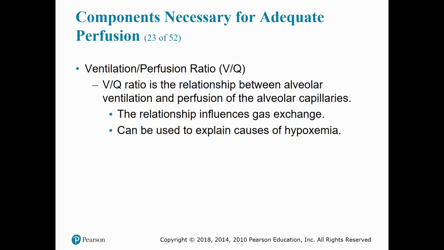The ventilation and perfusion ratio. This describes the dynamic relationship between the amount of ventilation the alveoli receives and the amount of perfusion through the capillaries surrounding the alveoli. This relationship determines the quality of gas exchange across the alveolar capillary membrane, which influences the amount of oxygen entering the blood and the amount of carbon dioxide exiting the blood. The dynamic relationship between ventilation and perfusion in the lungs can be used to explain the etiology or causes of hypoxemia, or inadequate oxygen concentrations in the blood.